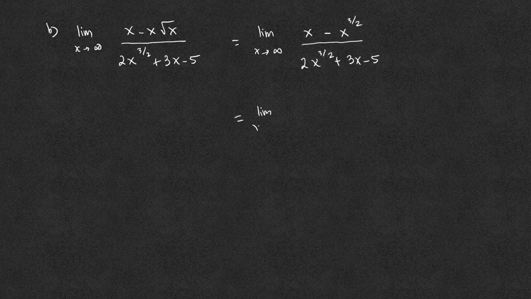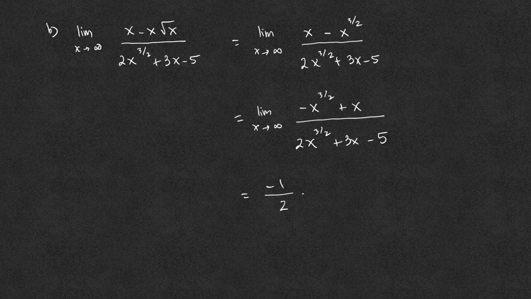And so the leading term in the numerator is minus x to the 3/2, and the leading term in the denominator is 2x to the 3/2. Since they have the same power, we see that the limit is the ratio of the coefficients in front of the leading terms. So the limit is negative 1 over 2.